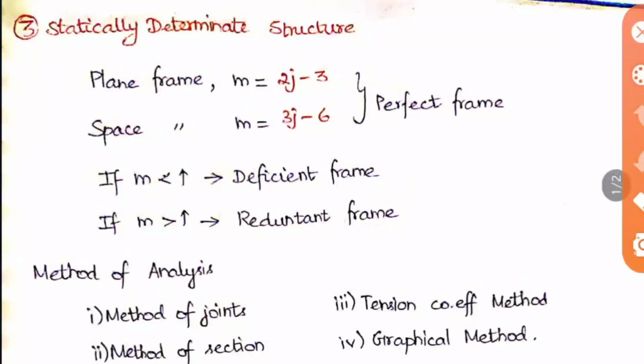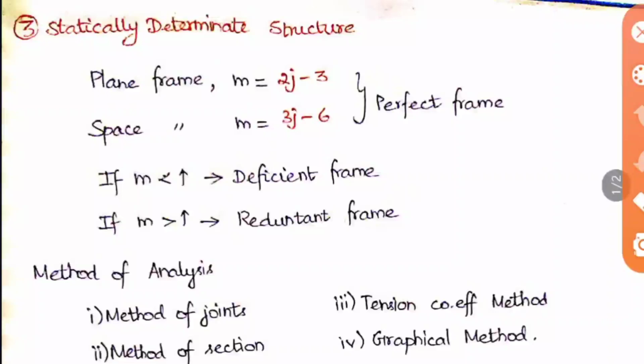So here, for a plane frame, there must be 2j minus 3 members. The members of that frame should be equal to 2j minus 3. That is for a plane frame, and for a space frame it is 3j minus 6. So we know how to calculate the members and joints, no? When you calculate that, if it is equal, only then is the frame said to be a perfect frame.